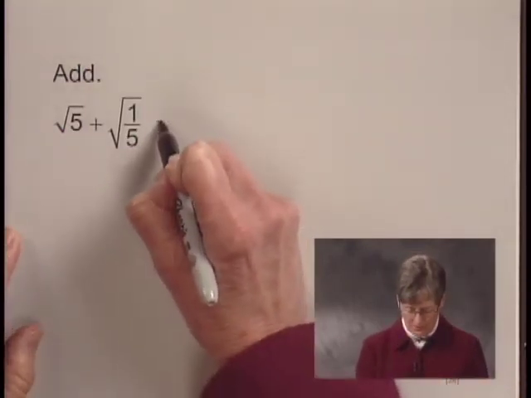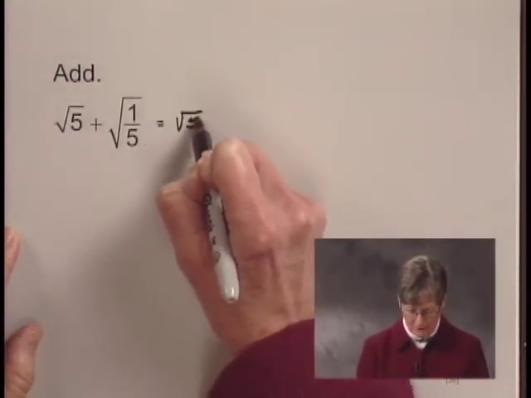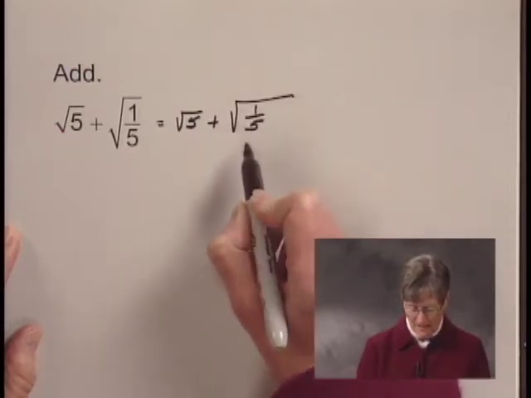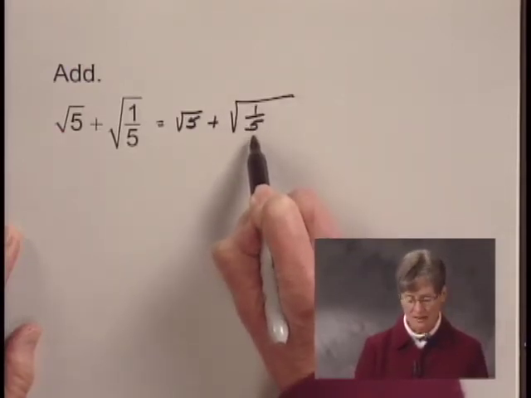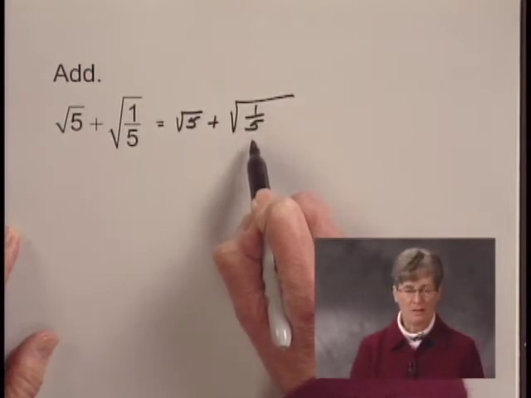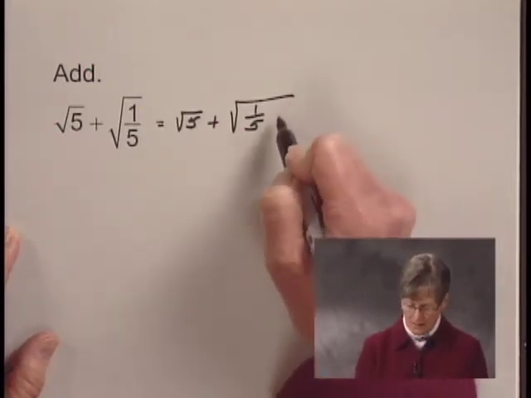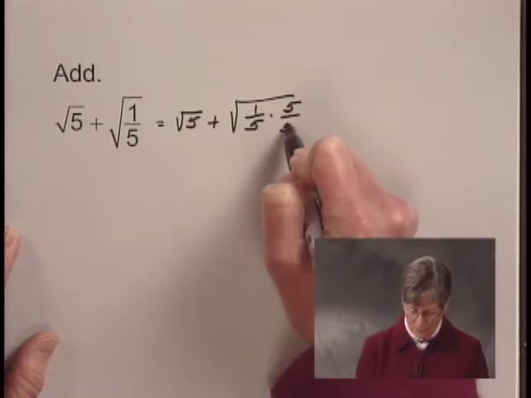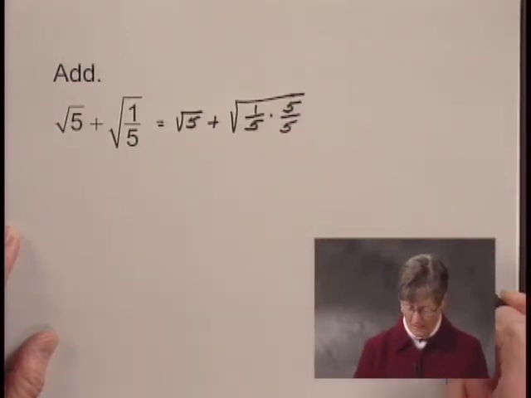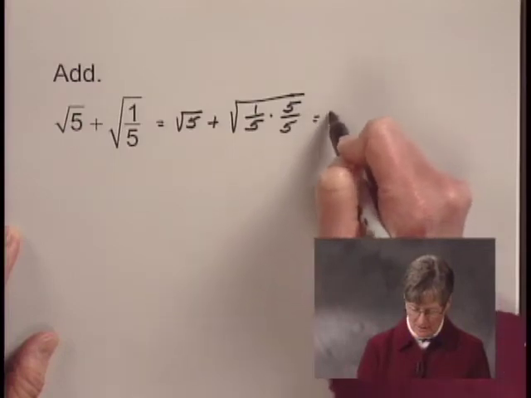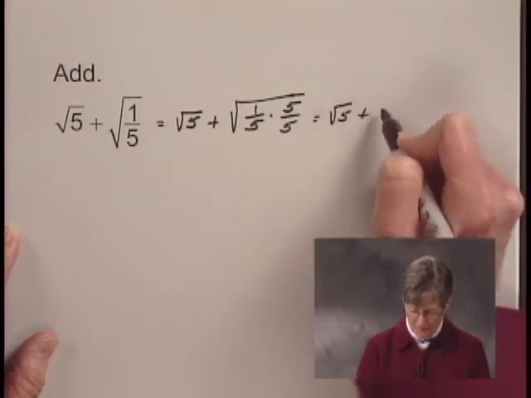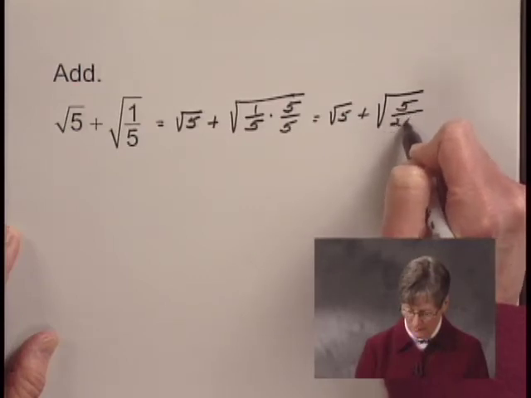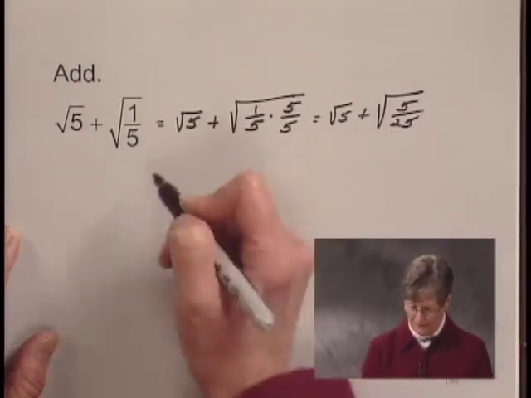So I'm going to write this as the square root of 5 plus the square root of 1 over 5. And if I have another factor of 5 in this denominator, it will be a perfect square, and then I can rationalize the denominator. So I'll multiply 1 over 5 by 1 in the form of 5 over 5. That gives me the square root of 5 plus the square root of 5 over 25.